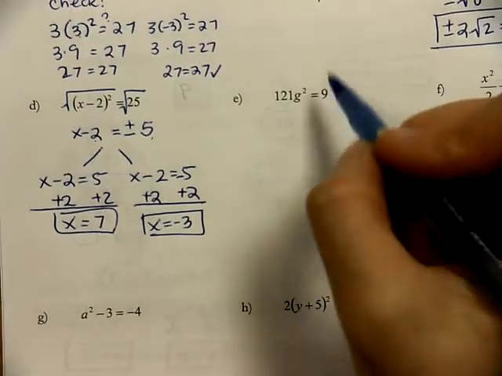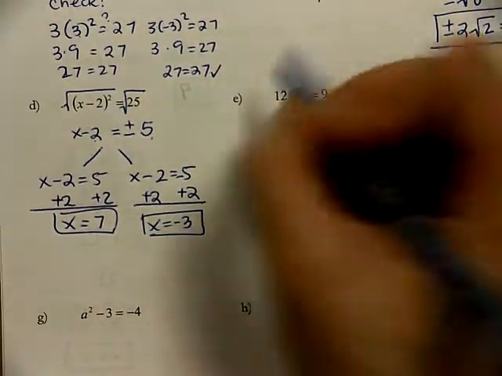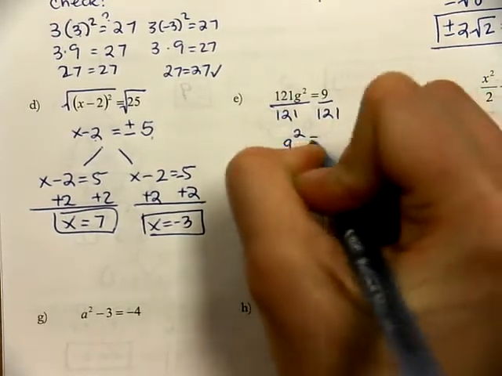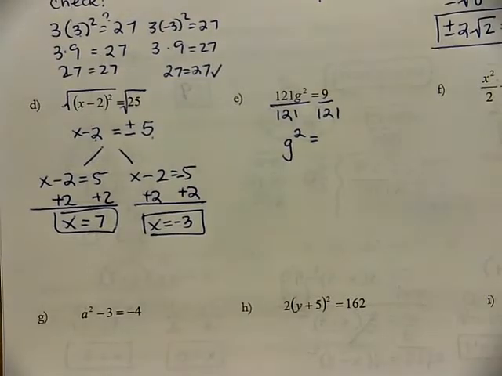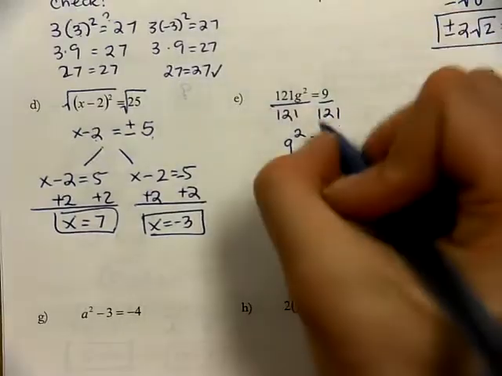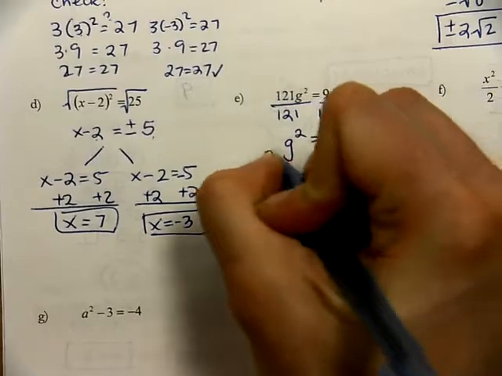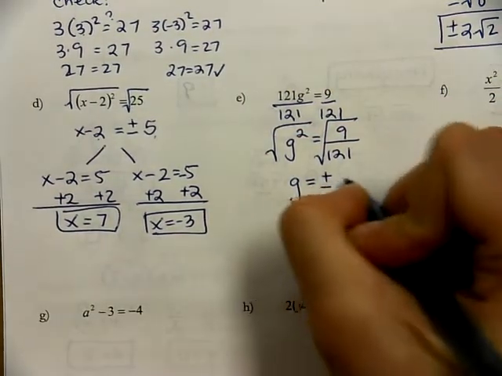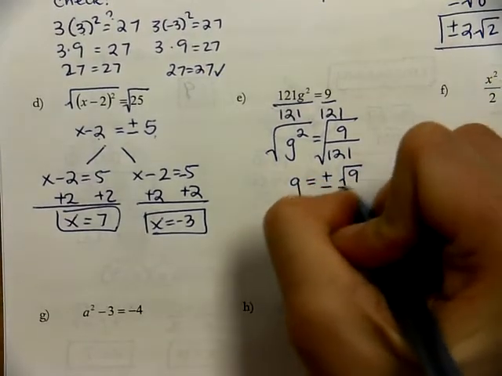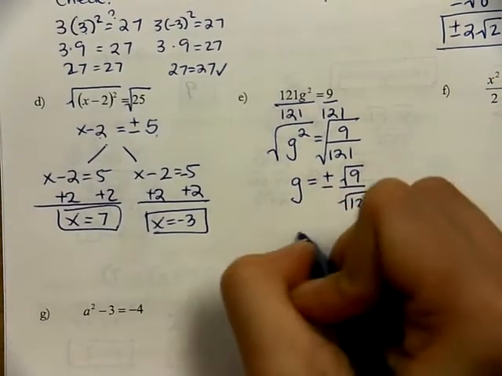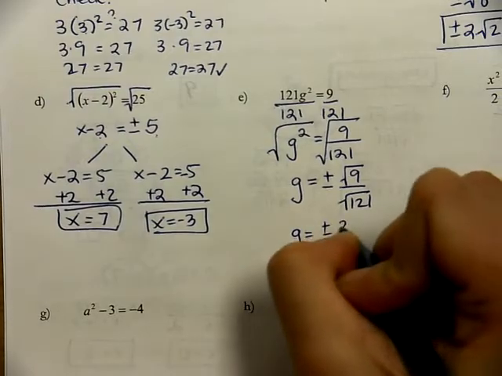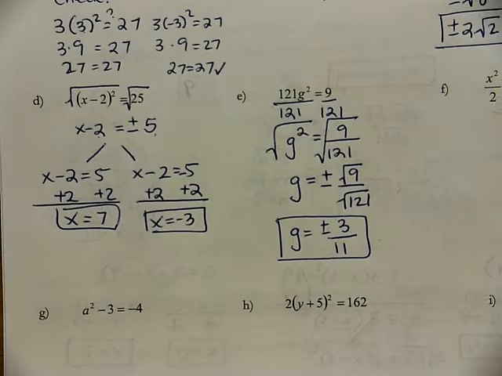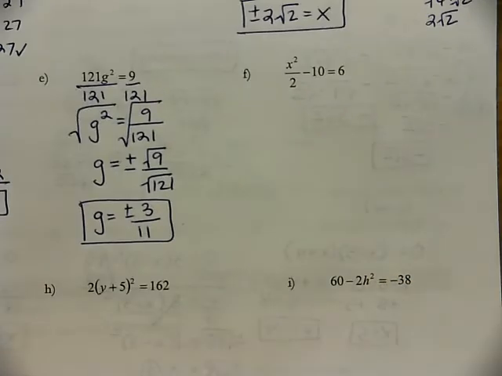Scooching over here, if I solve for g, again g squared, I'm just going to do inverse operations, divide by 121. I get g squared is equal to, well, if I put that in my calculator, I get a decimal. But I don't want to do a decimal. I'm going to leave it as a fraction, and we'll see why. Because now when I take the square root, I have g is equal to plus or minus. I can take the square root of the numerator and denominator separately. And the square root of 9 is 3. The square root of 121 is 11. So now g is equal to plus or minus 3 11ths.